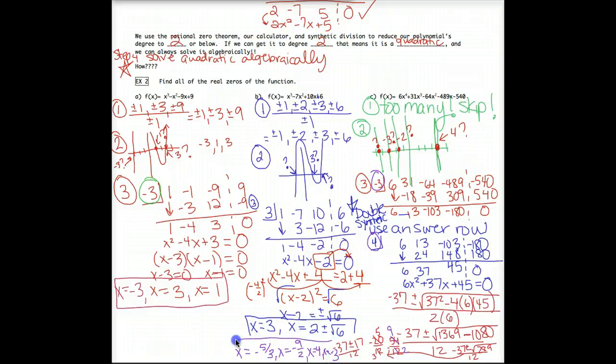So again, the big idea with this last example was that we had to do another synthetic division because you have to get it down to a quadratic, and one synthetic division here only got us down to a cubic. So get it to a quadratic, we can always solve quadratics algebraically. All right, that is the end for this.